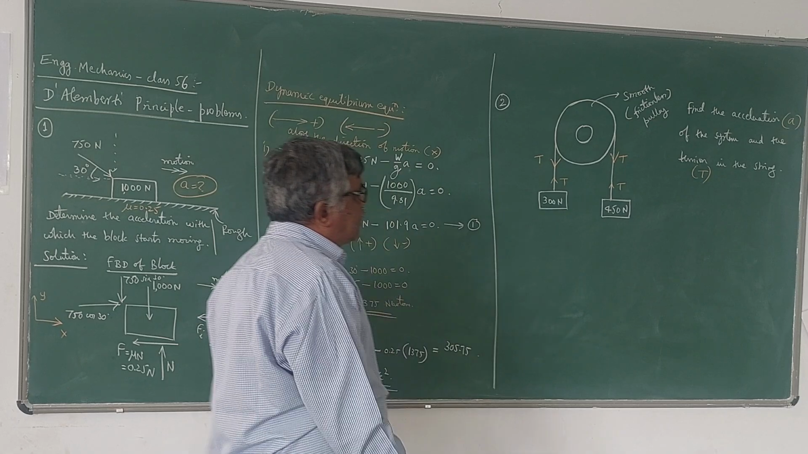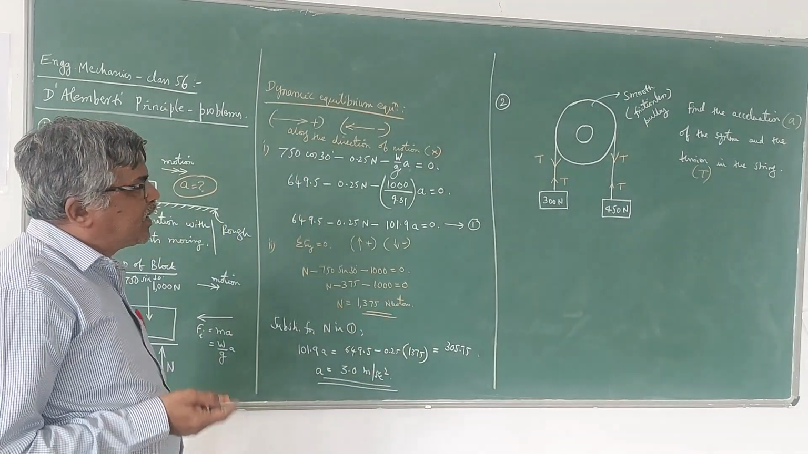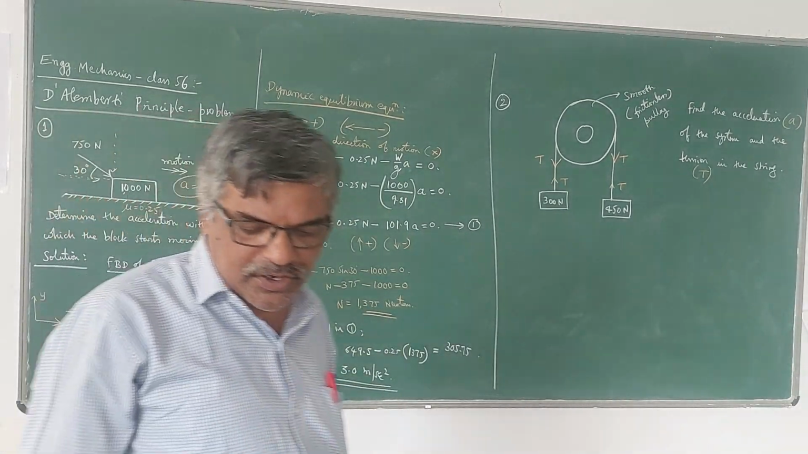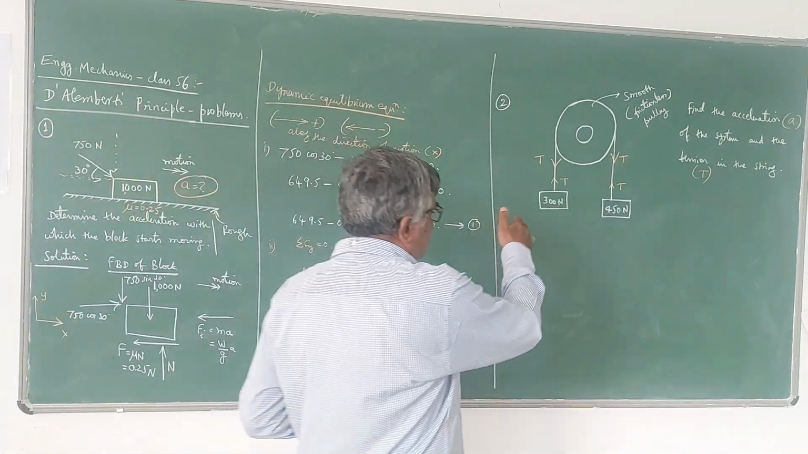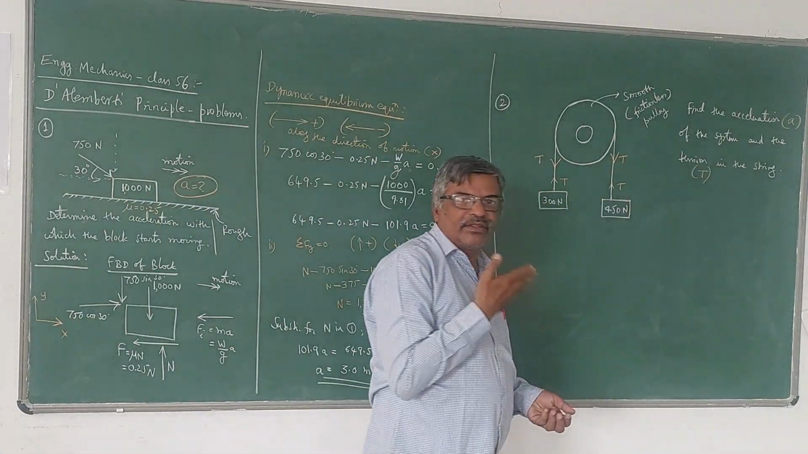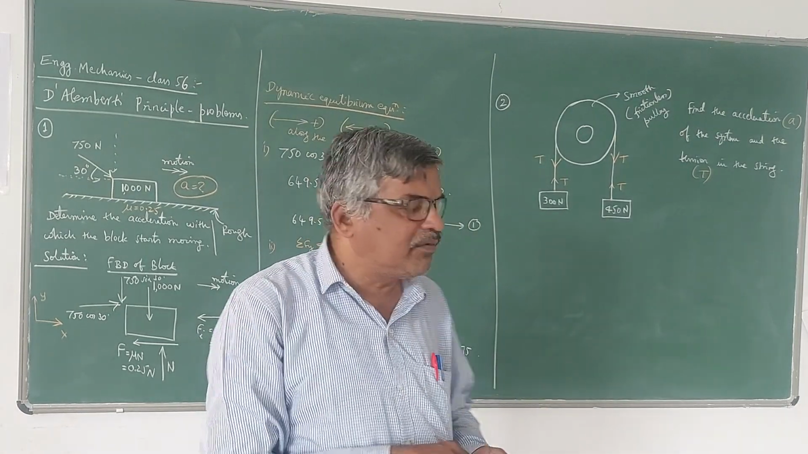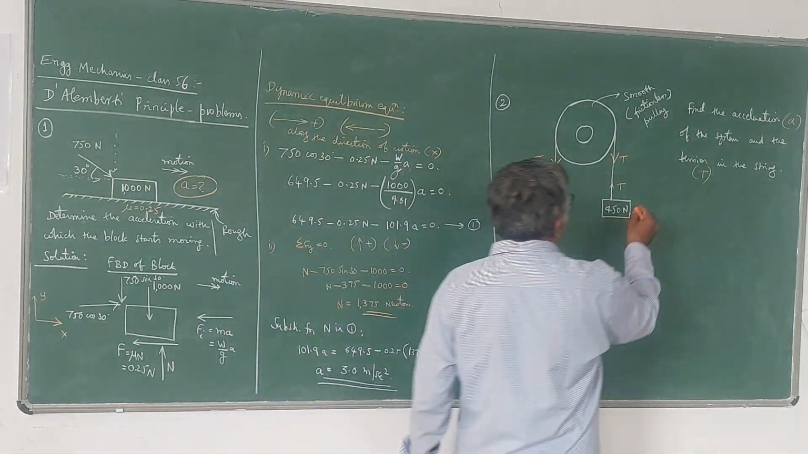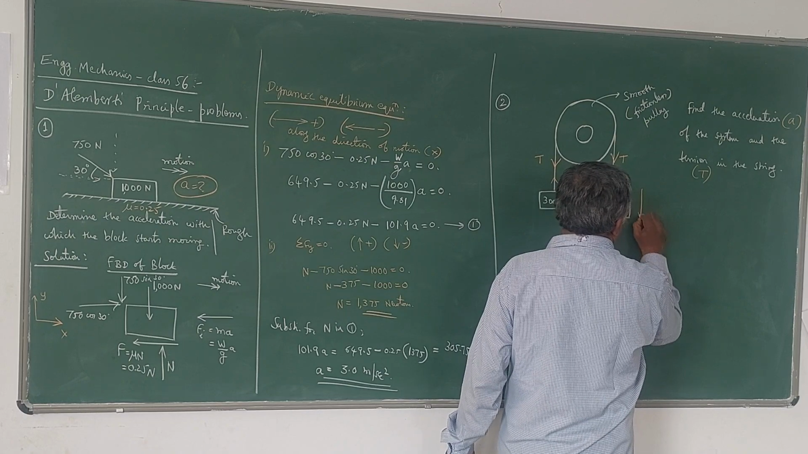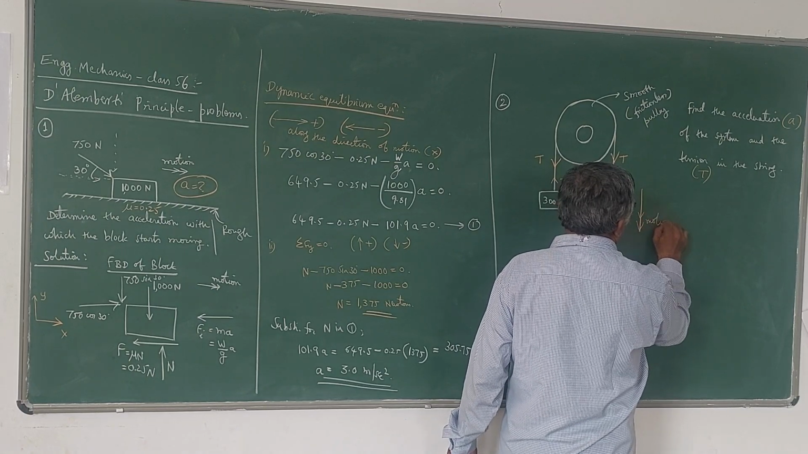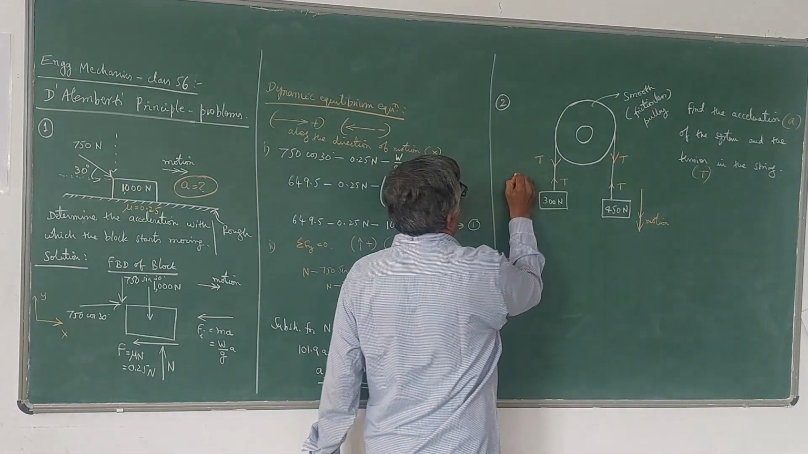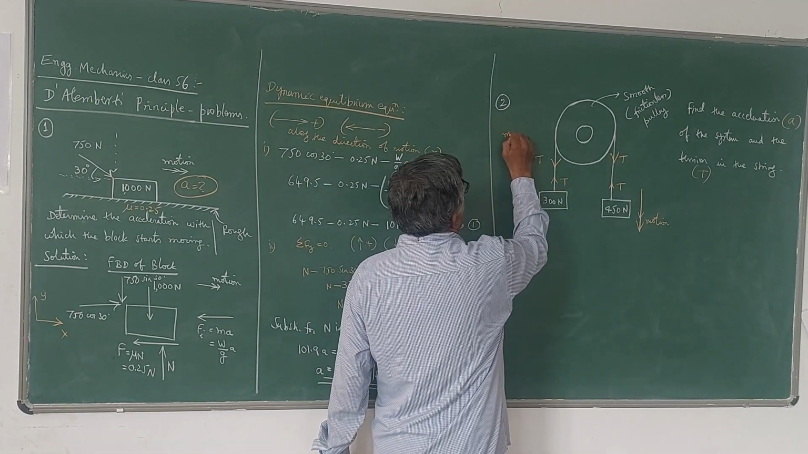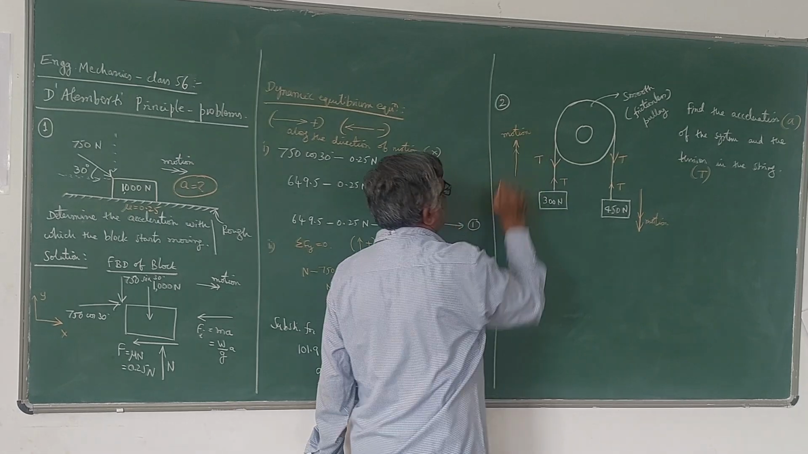A and T. Now the first question here is, in what direction does this system start moving? Since you have a heavier weight on this side, 450 Newton is greater than 300 Newton, definitely the direction of motion will be like this. So this block will try to come down, whereas this block will go up. So this is the direction of motion.